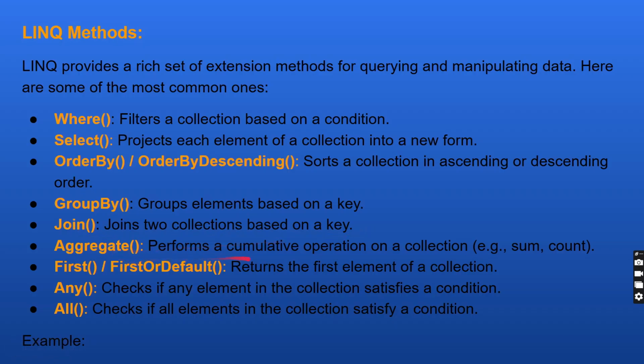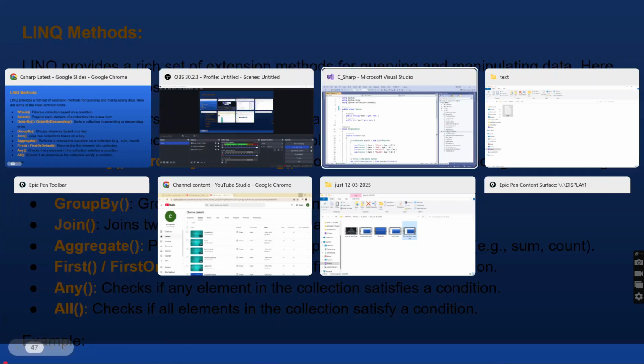Aggregate performs cumulative operations on a collection, for example Sum, Count. FirstOrDefault returns the first element of a collection. And Any checks if any element in the collection satisfies a condition. All checks if all elements in the collection satisfy a condition. Now we will see those in an example.